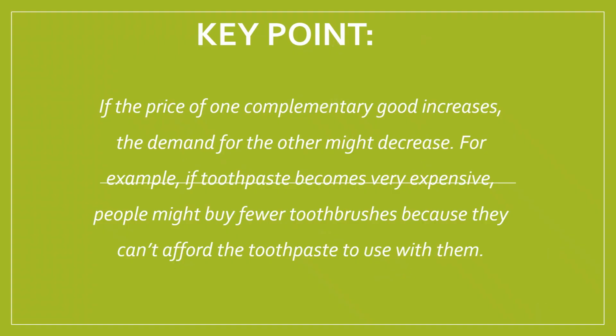The key point here is that if the price of one complementary good increases, the demand for the other might decrease. For example, if toothpaste becomes very expensive, people might buy fewer toothbrushes because they cannot afford the toothpaste to use with them. This is important for business. If you sell one complementary good, you should think about the price of the other.